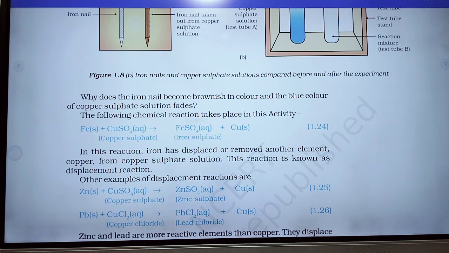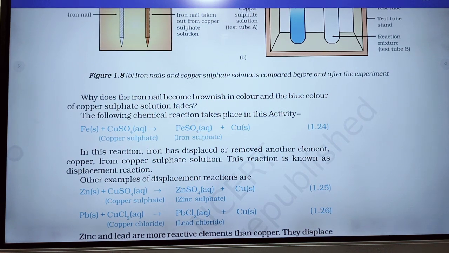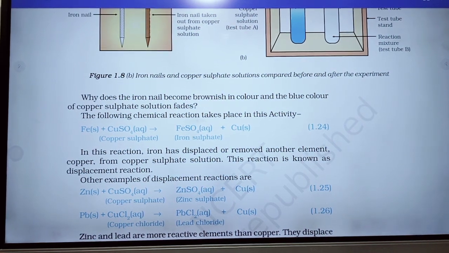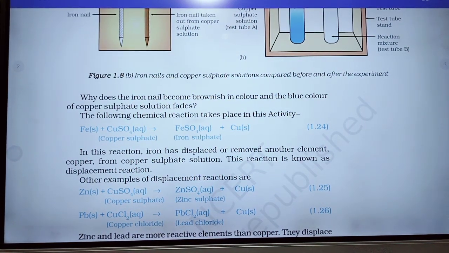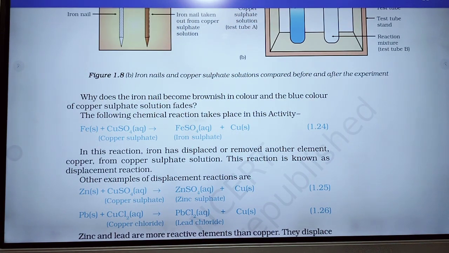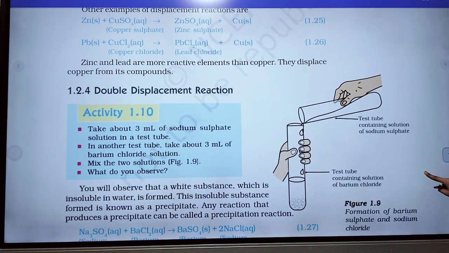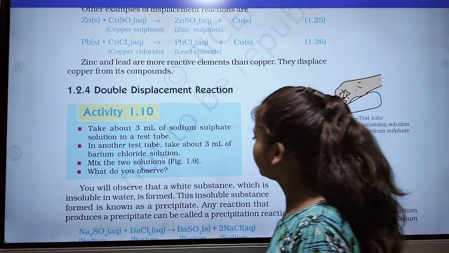Okay, here the activity is given. In this reaction, iron has displaced or removed another element, copper. This reaction is known as displacement. Here iron has displaced or removed another element like copper from copper sulfate solution. So these are another example.